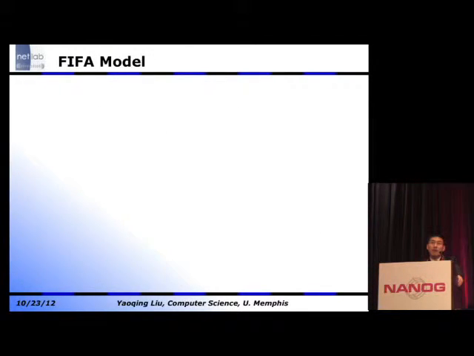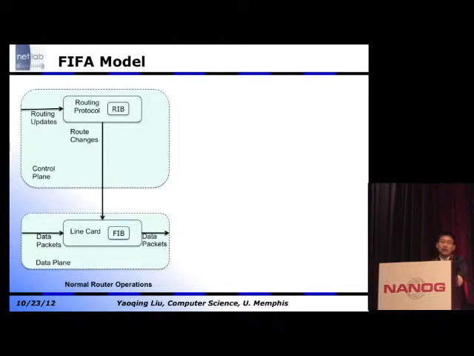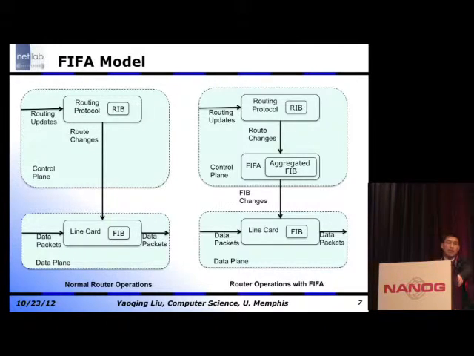So we propose the FIFA model. First, let's see the normal operation in a router. As you can see, if there are any route changes, they will be downloaded into the FIB located on the line card directly. And we designed this algorithm. We plugged one module between the RIB and FIB in the control plane. So if there are any route changes now, they will first be handled by the FIFA module, and then the FIFA module just downloads the effective ones into the line card.